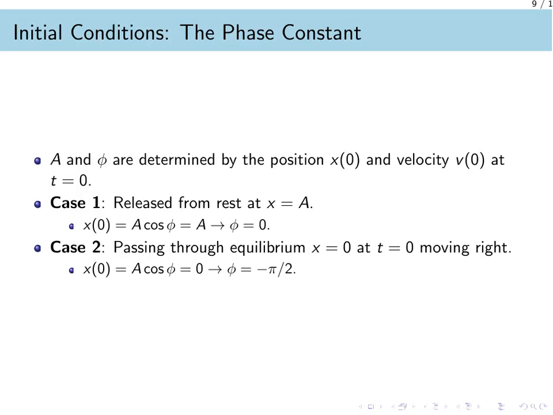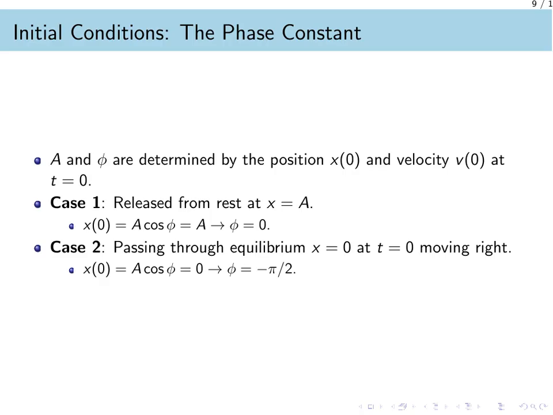The specific behavior of an oscillator depends on its initial conditions. The constants for amplitude A and the phase constant phi are determined by the position and velocity of the particle at the start, when time t equals 0. For example, in case 1, if a block is released from rest at a distance A from the center, the phase constant phi must be 0, because the cosine of 0 is 1.